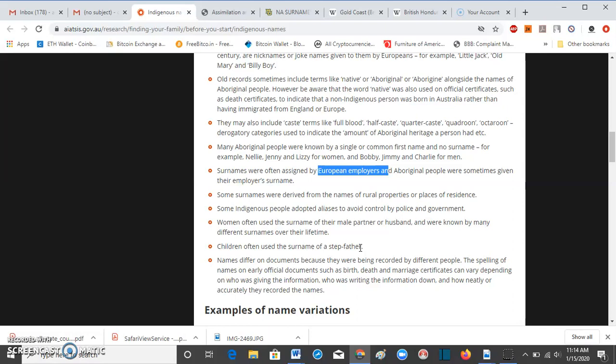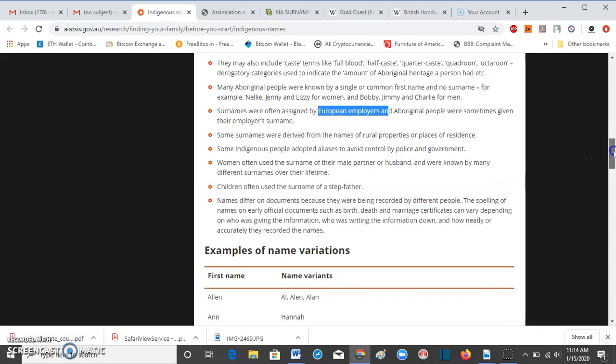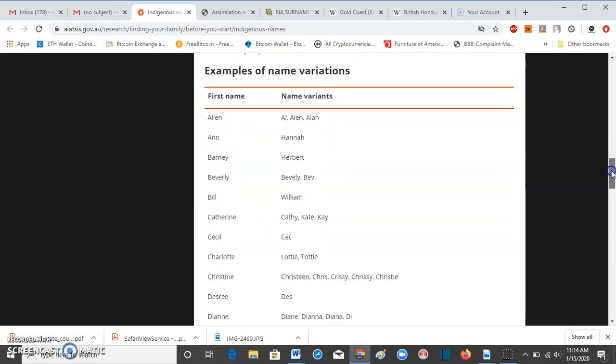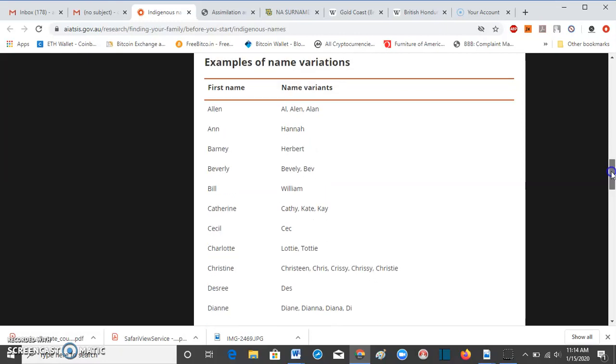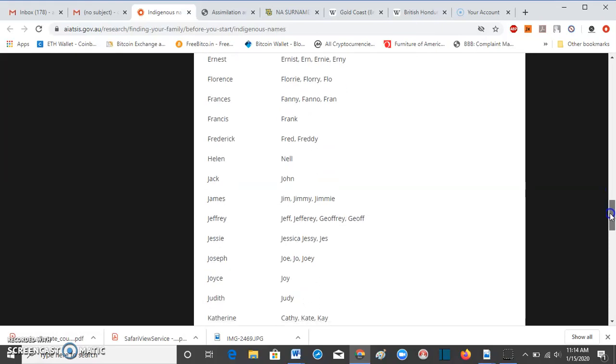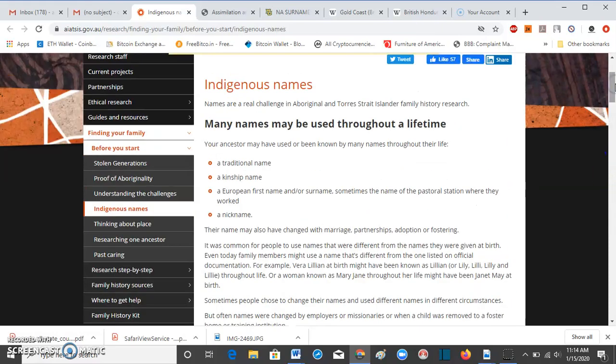Names differ in documents because they were being recorded by different people. The spelling of names on early official documents such as birth, death, and marriage certificates can vary depending on who was giving the information, who was writing the information down, and how neatly or accurately, which they never did. They recorded the names, and these are just variations of what they did. These are names that were given through the workstations.